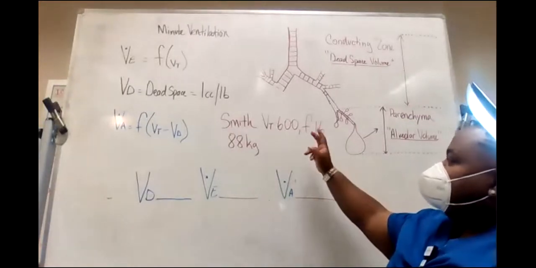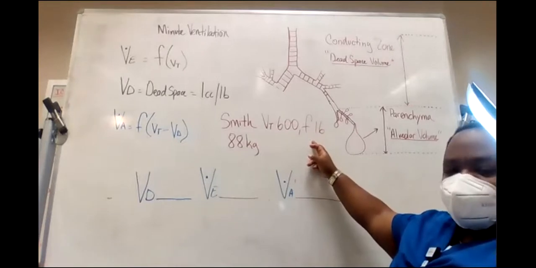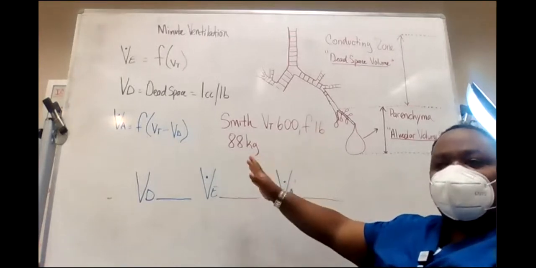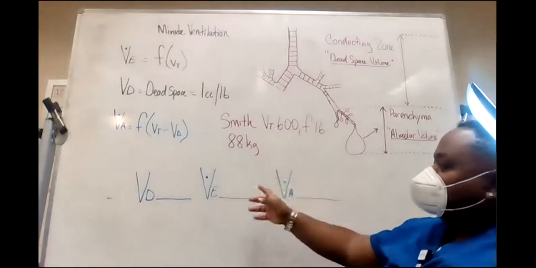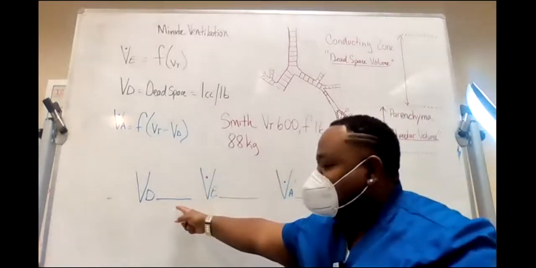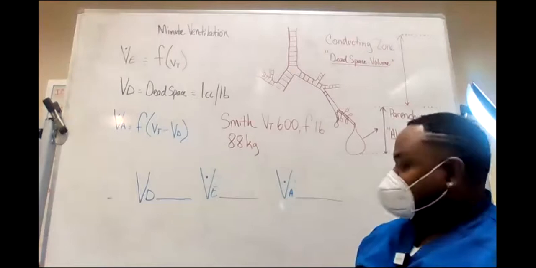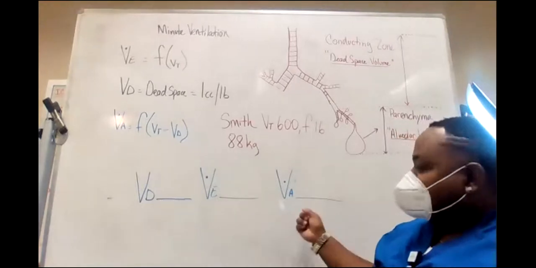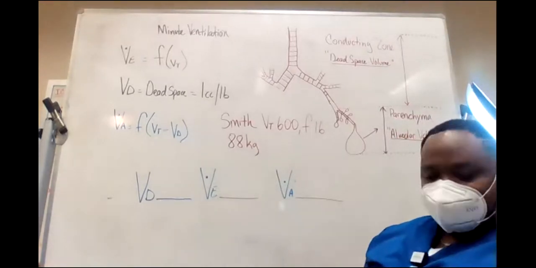Tidal volume of 600, frequency of 16, and he weighs 88 kilograms. First thing you need to do is convert this to pounds to get my dead space volume. Then tell me what the minute ventilation is and tell me what the alveolar minute ventilation is.